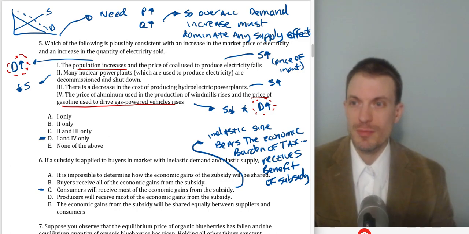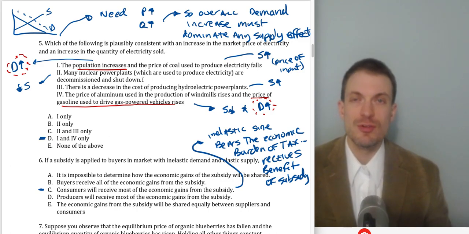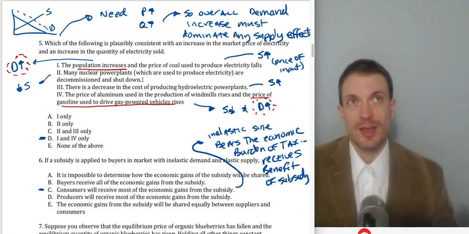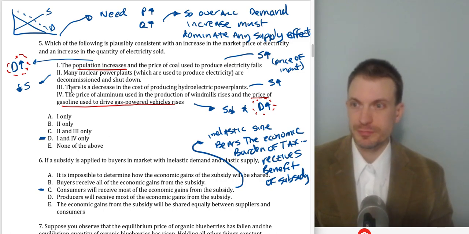Okay, what about 2? Many nuclear power plants used to produce electricity are decommissioned and shut down. That's going to be a decrease in supply of electricity. That's going to tend towards driving up price and lowering quantity. Well, we want price to rise, but we want quantity to rise. So it can't be 2.